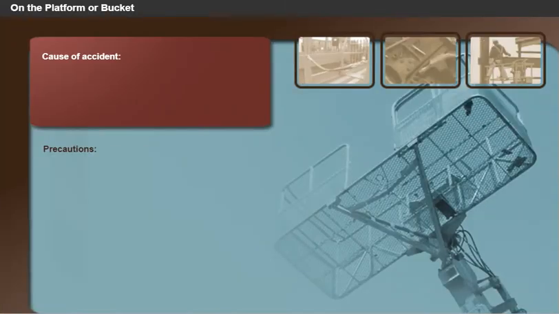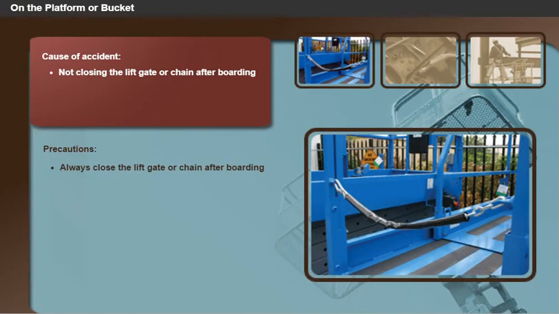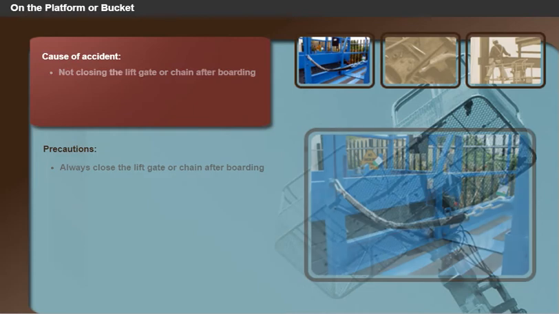Once you've safely made it to the platform or bucket and are elevated above ground level, your risk of a fall or tip-over increases. Here are 5 accident causes to avoid once you're on the platform or bucket. Not closing the lift gate or chain after boarding. This is the most straightforward precaution yet. Always close the lift gate or chain after boarding.